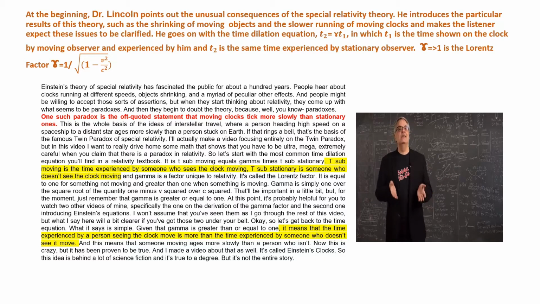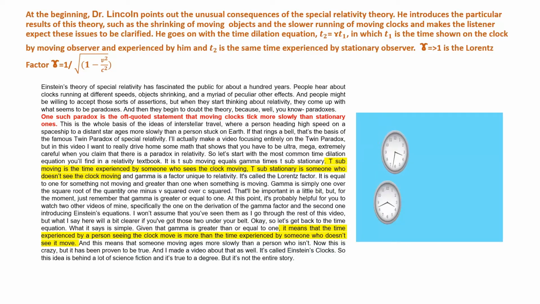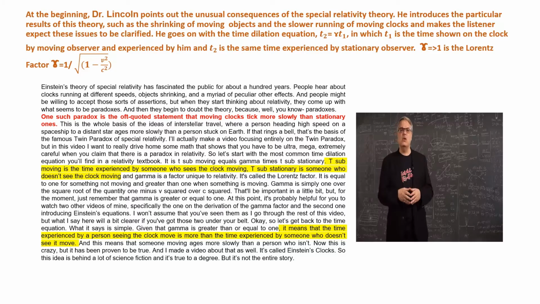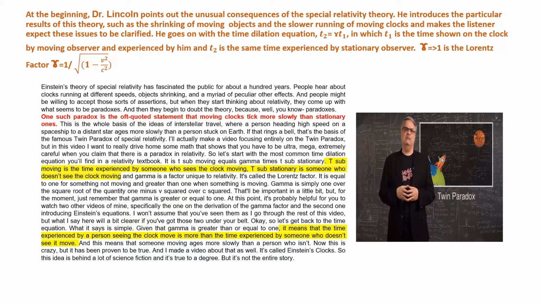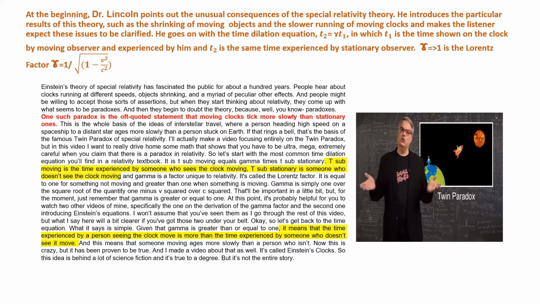One such paradox is the oft-quoted statement that moving clocks tick more slowly than stationary ones. This is the whole basis of the ideas of interstellar travel, where a person heading at high speed on a spaceship to a distant star ages more slowly than a person stuck on Earth. If that rings a bell, that's the basis of the famous twin paradox of special relativity.